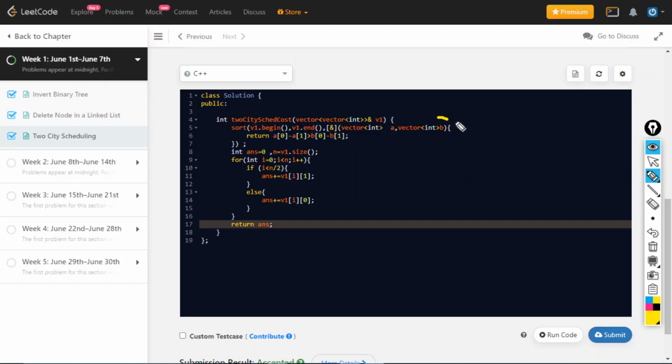In the first line I have sorted v1 according to the difference of them. Now I have taken two variables: n as the size of v1, and a as the answer, initialized with 0. Now I have iterated over the whole loop. For the first n by 2 I am taking from the first index, and for the last I am taking from the 0th index. So this is the simple solution for question number 3 of the LeetCode challenge.